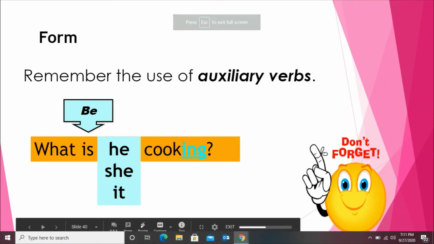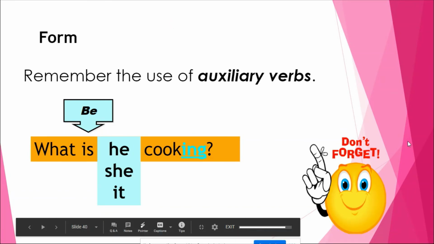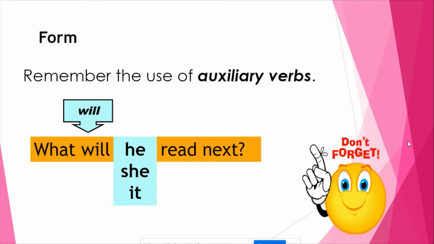So almost there. We have only two more to look at, and they're very simple. So we have the future tense, or the auxiliary verb for the future tense, will, right? And what will he read next? What will she read next? What will it read next? Okay, so let's go ahead and practice the pronunciation, please. What will he read next? What will she read next? What will it read next?